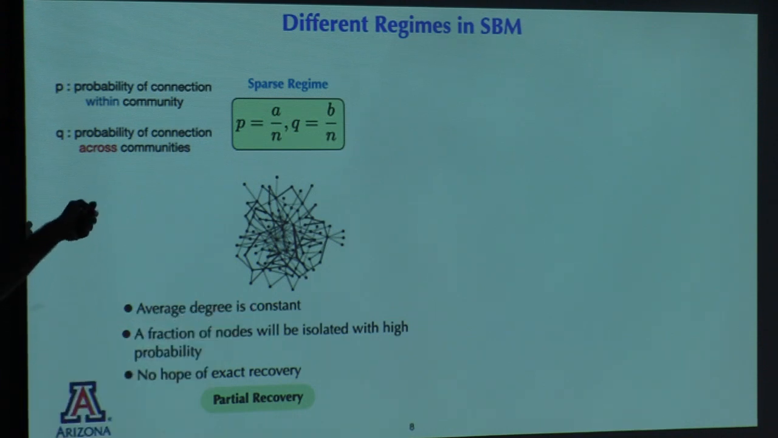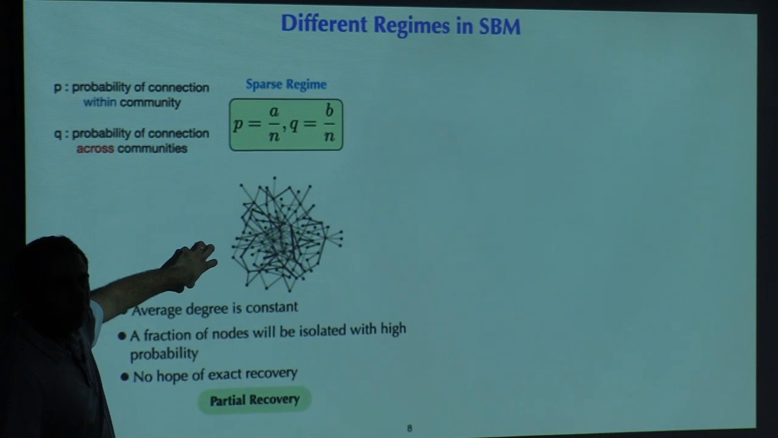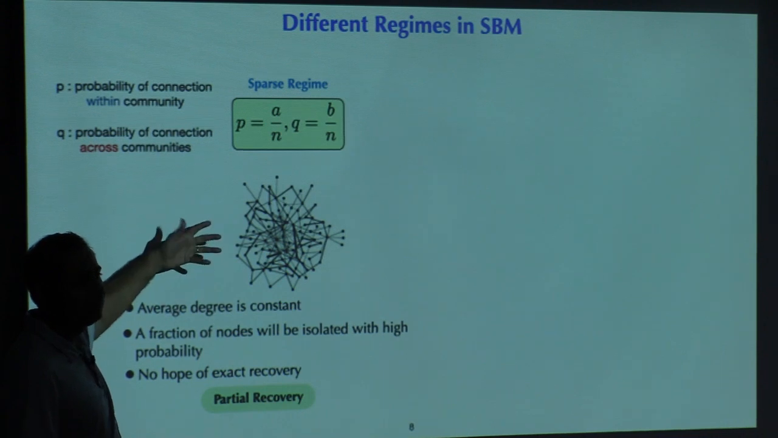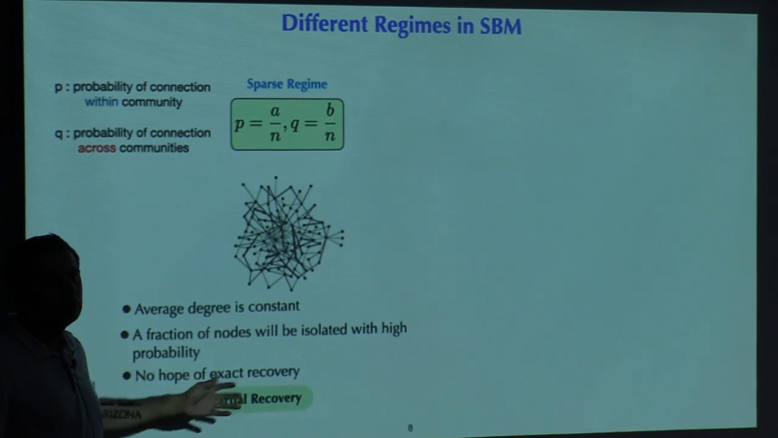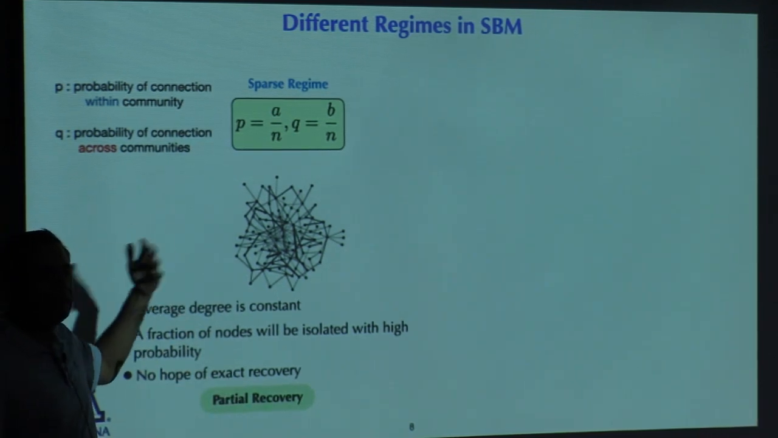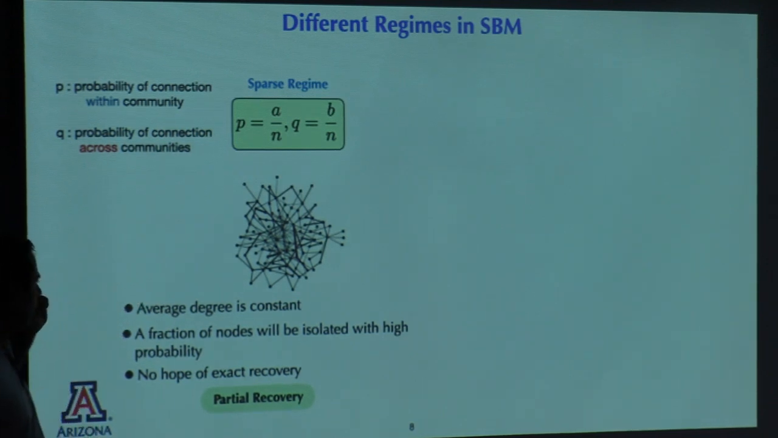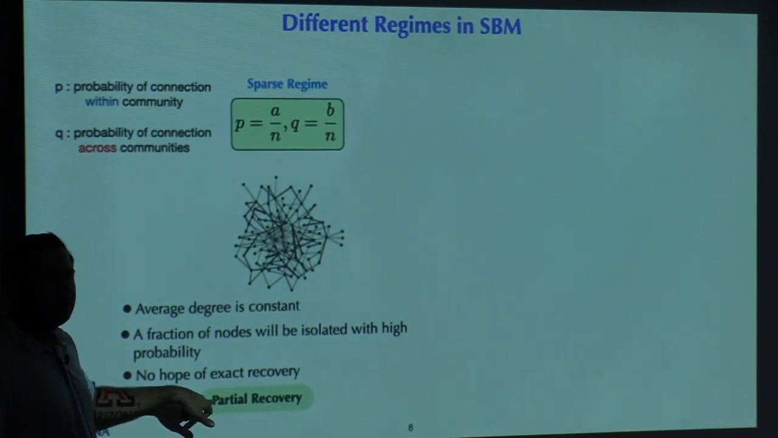It turns out that in this regime, and this follows from classical analysis of Erdős–Rényi graphs, a fraction of nodes will be isolated with high probability. So if some of the nodes are sitting alone, not connected to anybody, and we have two communities, what do we do with these? Who should we label them as? Plus one, minus one? It turns out in this case there is no hope of exact recovery. You can show that for those isolated nodes you are always going to make an error. So for a constant fraction of nodes you cannot recover the labels exactly. But it is possible to do partial recovery or weak recovery, so you can still do better than a random case.